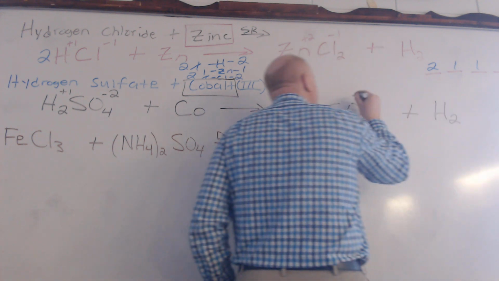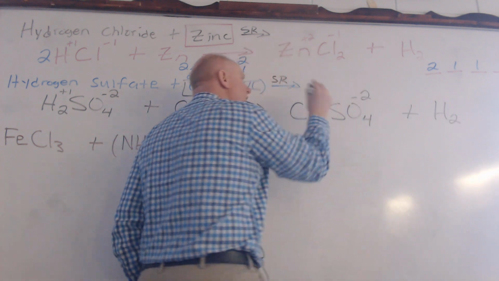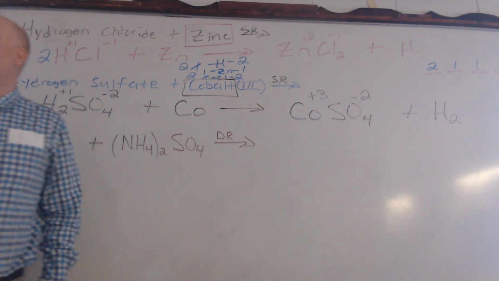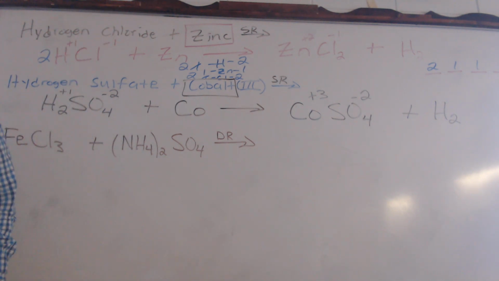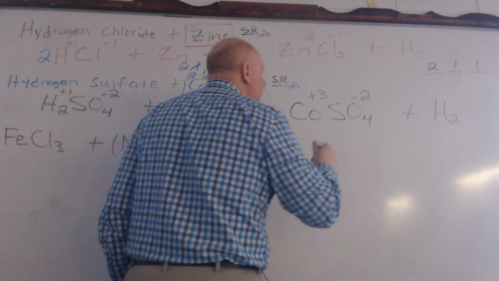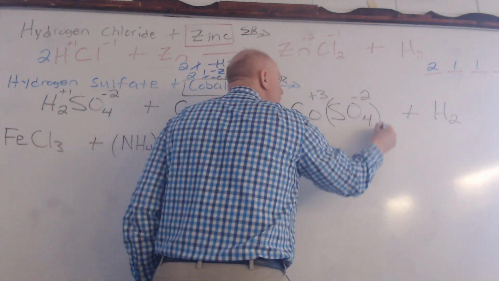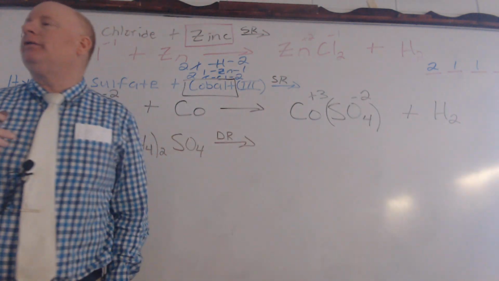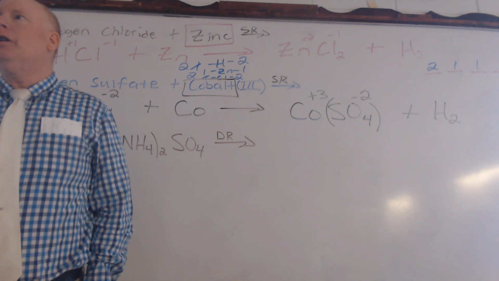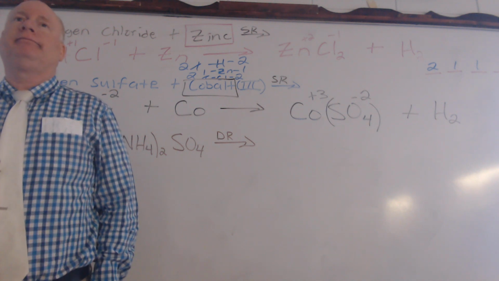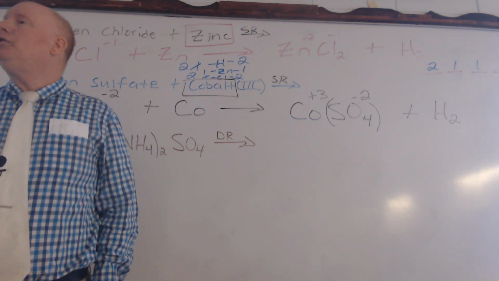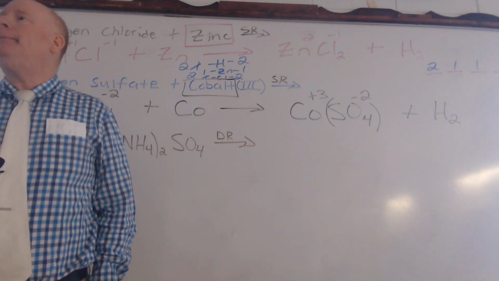Okay. Charges do not change. That doesn't add up to 0. You need 3 sulfates and 2 cobalt. Okay. Who does not understand why you're putting 2 and 3? If you don't know, now's your opportunity. How did you come up with that?